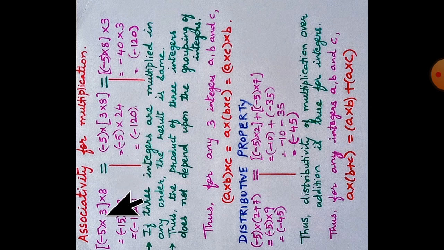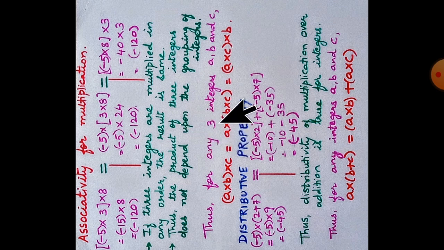Now let us solve each one of them. Here minus 5 into 3 will be minus 15, into 8 it will be minus 120. Here 3 into 8 is 24, minus 5 into 24 will be minus 120. Here minus 5 into 8 will be minus 40, into 3 it will be minus 120. So if 3 integers are multiplied in any order, the result is the same. Thus, the product of 3 integers does not depend upon the grouping of integers. In whatever way we group the integers, the answer will be the same.